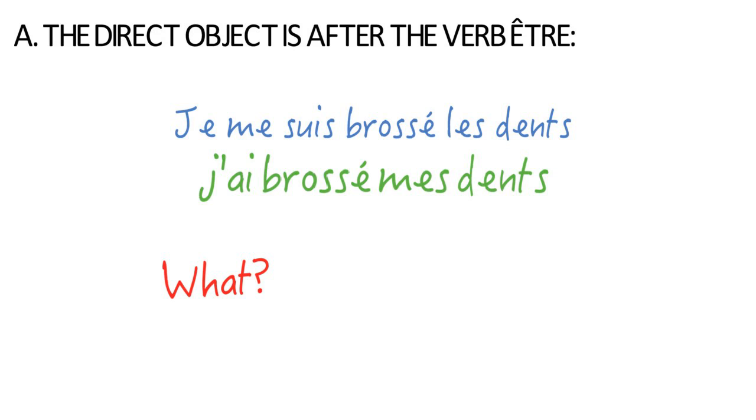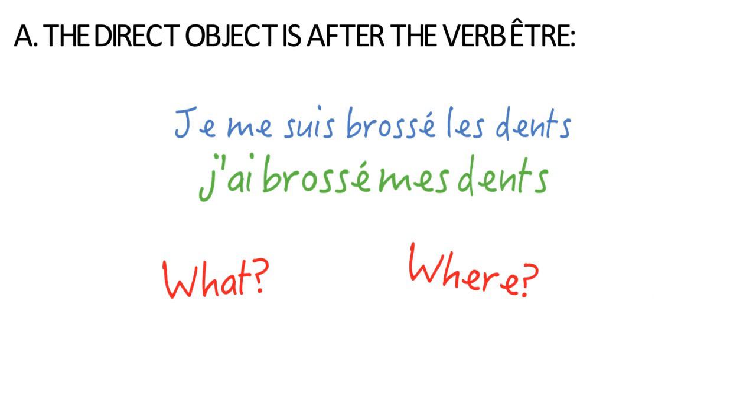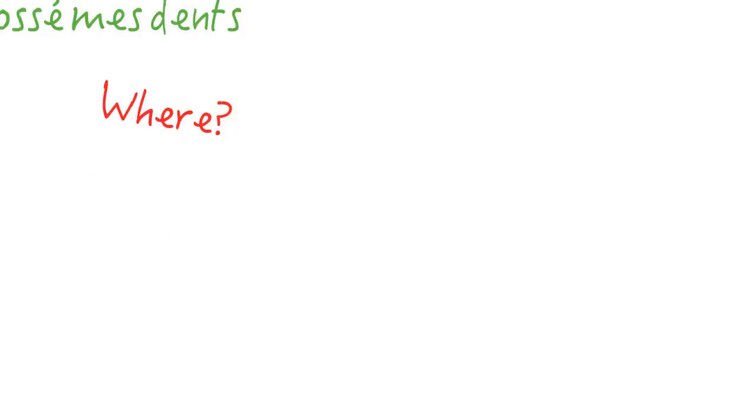So the question: what is the direct object here? The question is, what did I brush? My teeth, of course. So the direct object is dents, and it is after the verb être. So there is no agreement and the sentence is correct. Je me suis brossé les dents, written this way.